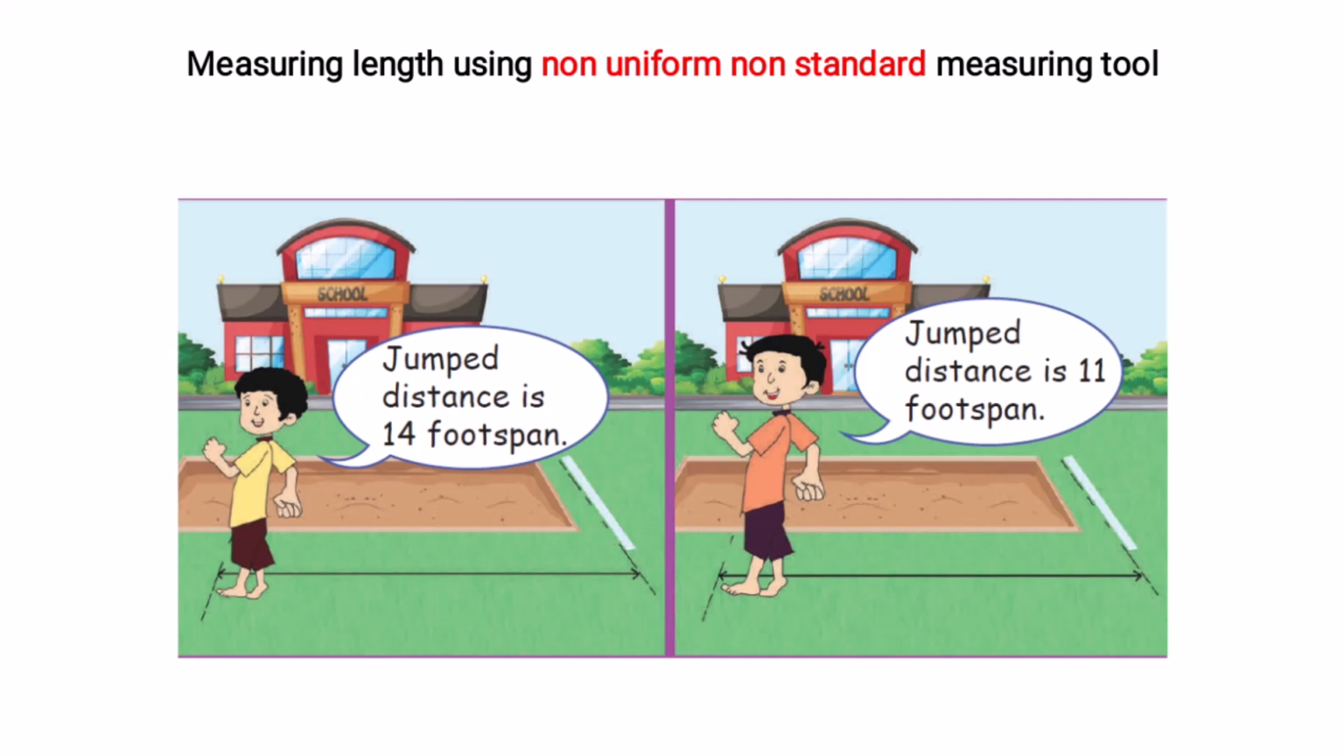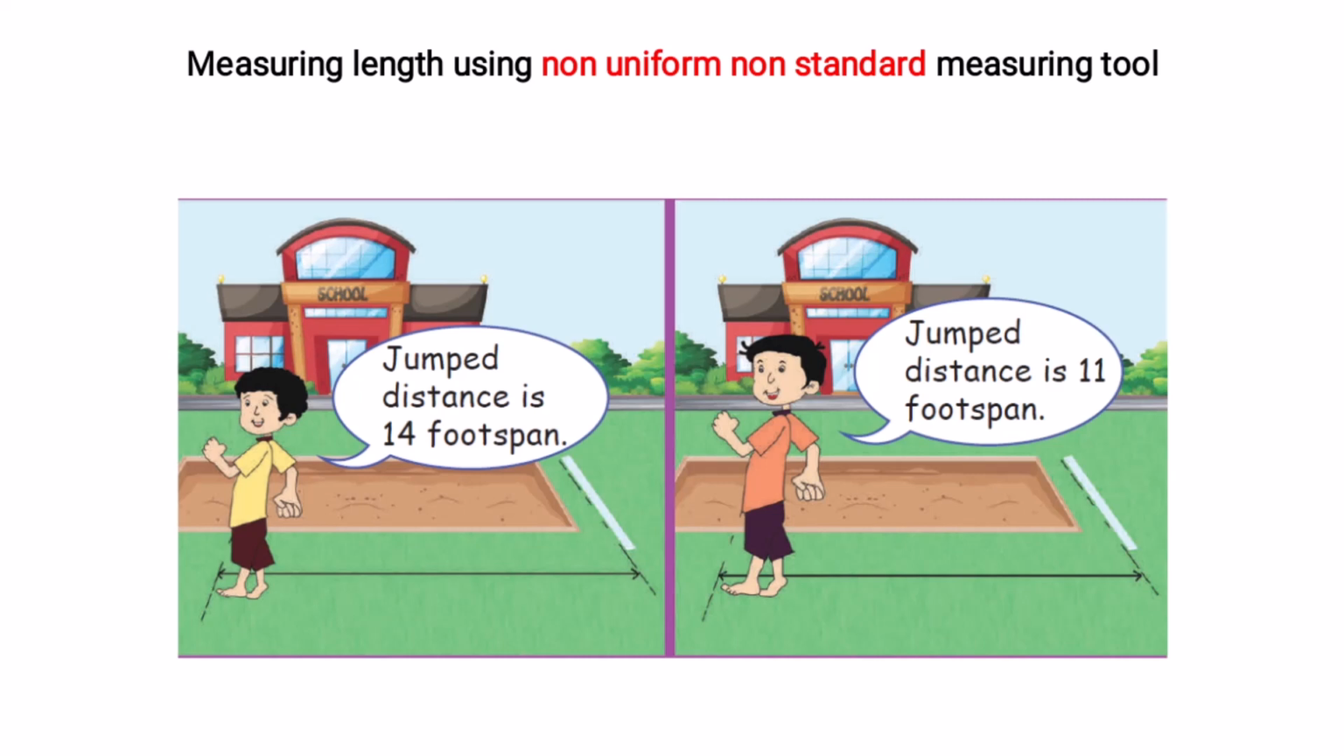Look at the picture. First boy measured the length and he got 14 footspan. Then the second boy measured the same length and he got 11 footspan. They both measured the same length but each got different measurement. Do you know why? Because everyone's foot is a different size. First boy is short and he has short foot. Second boy is tall and he has lengthy foot. That's the reason for different measurement. So, measurement varies from person to person in non-uniform, non-standard measuring tools.